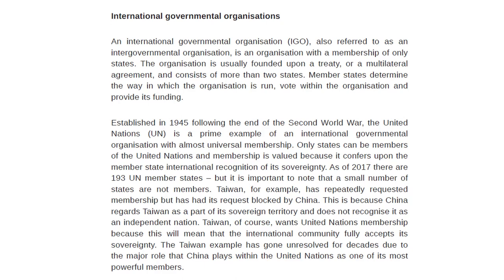Taiwan, of course, wants United Nations membership because this will mean that the international community fully accepts its sovereignty. The Taiwan example has gone unresolved, unfixed for decades due to the major role that China plays within the United Nations as one of its most powerful members. Okay. All right. So now we're at the end of this page, so I have a few questions for you.